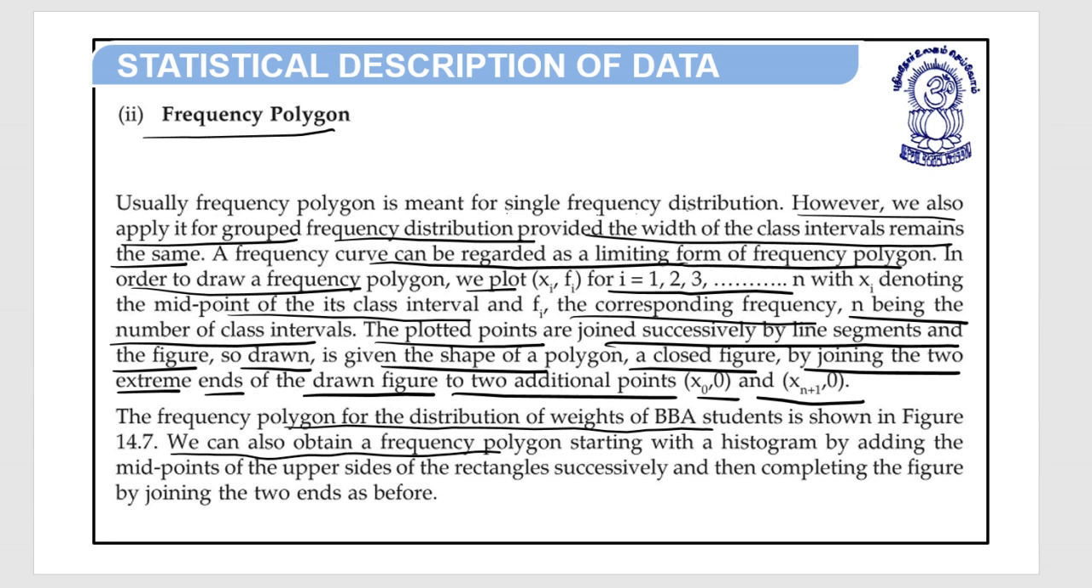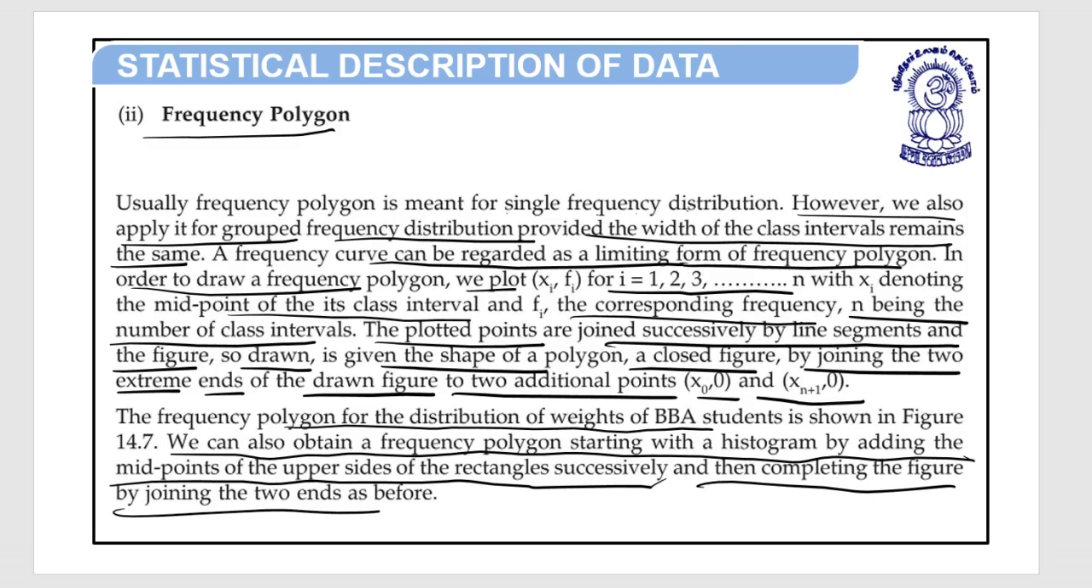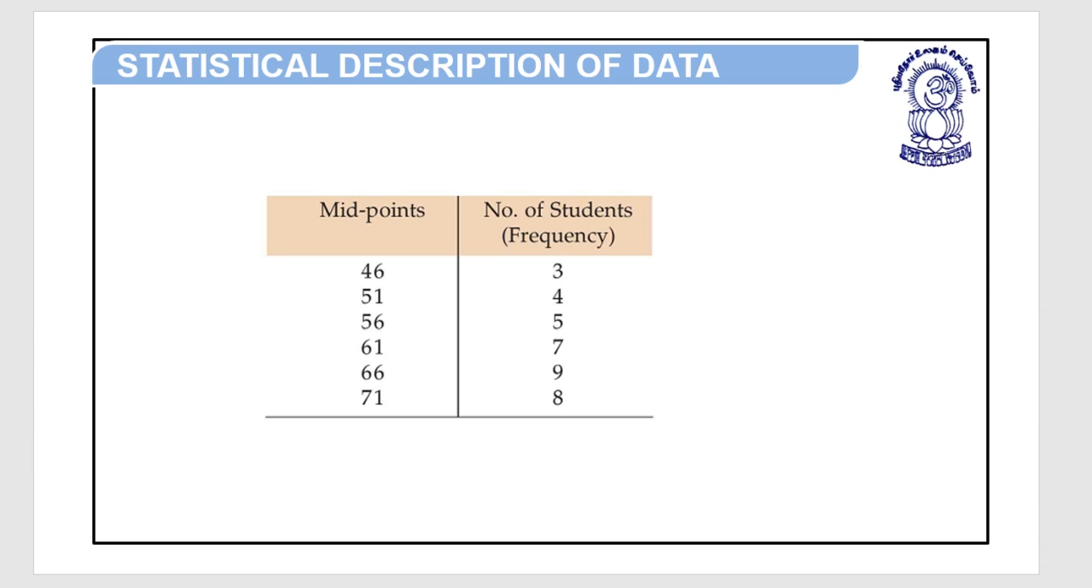We can also obtain a frequency polygon starting with a histogram by joining the midpoints of the upper sides of the rectangles successively and then completing the figure by joining the two ends as before. Let's see it in the diagram or figure.